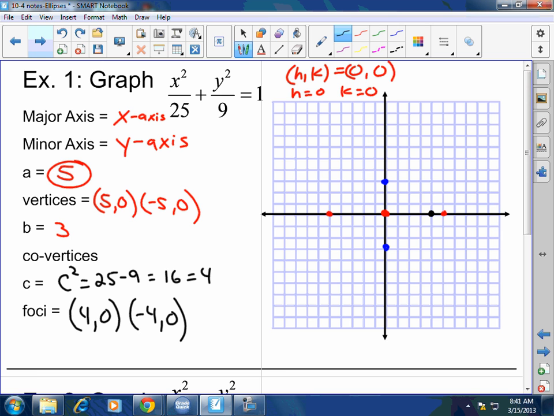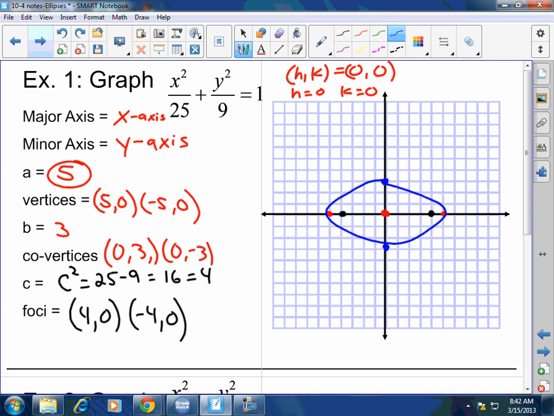Yes, sir? What are the covertices? Covertices are my B. No, I'm sorry. The covertices here are 0, 3, and 0, negative 3. Did you see, guys, that I didn't have to really make a single calculation except for the C? That's my ellipse. Horrible ellipse, but that's my ellipse. You didn't have to make many calculations, did you? I'm going to make sure that you learn how to do this without having to make a lot of calculations.